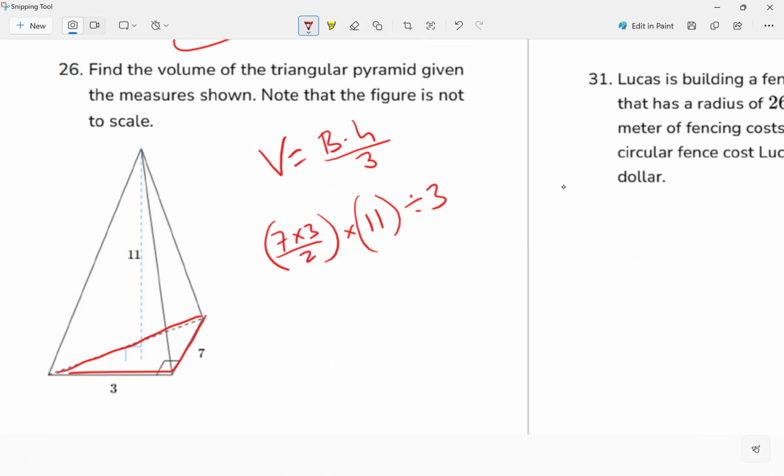Okay, so 7 times 3 divided by 2. I'm going to type it all in my calculator. I will use parentheses just to separate each area. To be honest, sometimes the parentheses don't matter, but in this case, I'm going to do it just so I know that it's separated. So 7 times 3 divided by 2 inside of parentheses times 11 divided by 3. According to my calculator, in this case I'm going to get 38.5. So the volume of this figure happens to be 38.5.